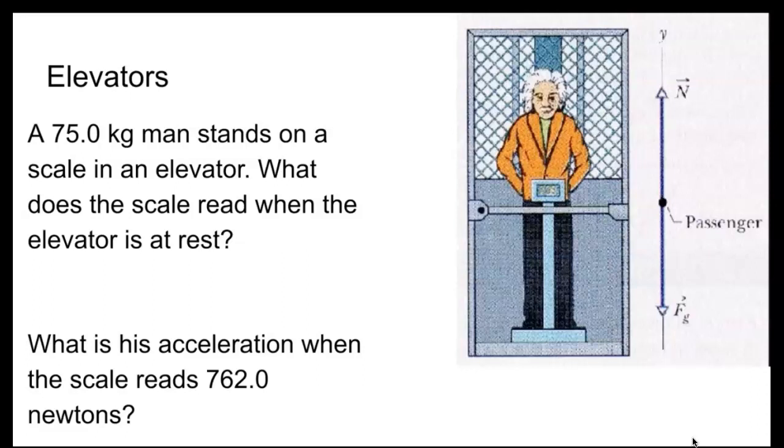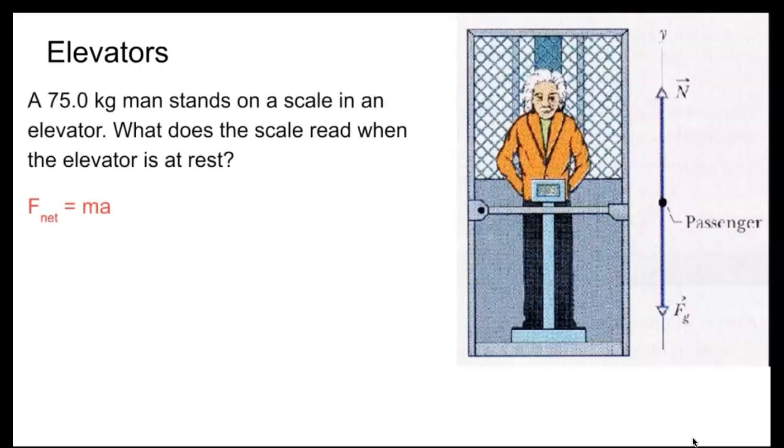So our free body diagram is actually given to us. We have the force of gravity pulling down and the force normal pushing up. I know it's a normal force because it's a contact force between our 75 kilogram man and the scale that he's standing on.